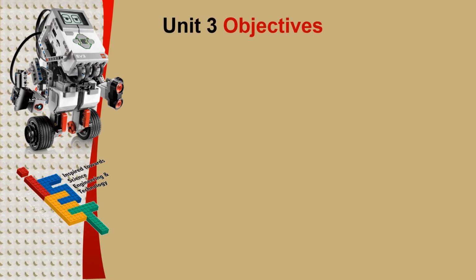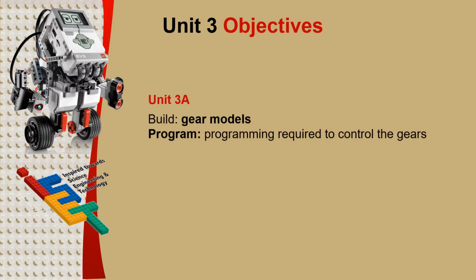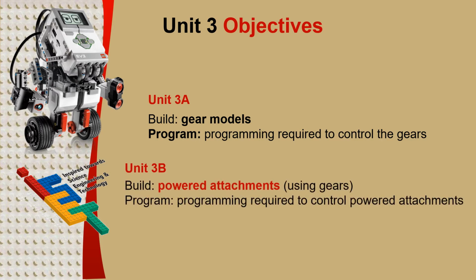So the unit 3 objectives include the gear models, so building gear models, and then considering the programming required to control the gears. And the second part is that we're building powered attachments using gears, and then the programming that is required for these attachments.